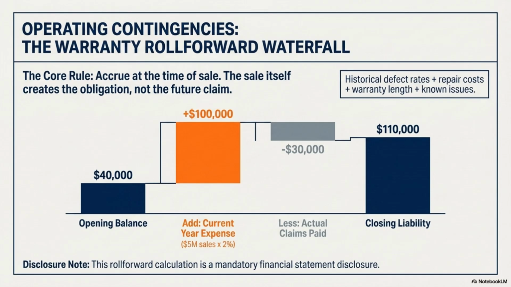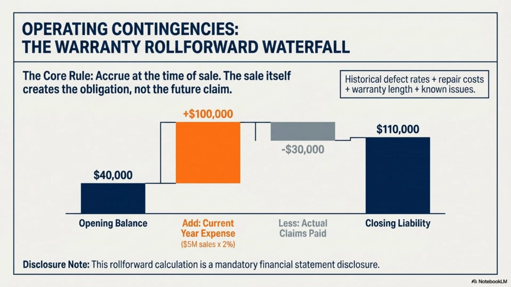You estimate the liability using historical defect rates, average repair cost per claim, the length of the warranty period, and any known product issues. Looking at the waterfall here, the math is straightforward. You start with a $40,000 opening balance. During the year, sales were $5 million, and the historical warranty claim rate is 2%, so you add $100,000 of warranty expense. Actual claims paid during the year totaled $30,000. Closing liability, $110,000. Simple math, but the disclosure is not optional.